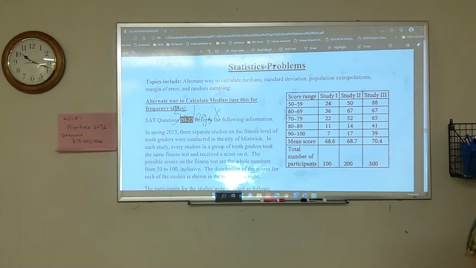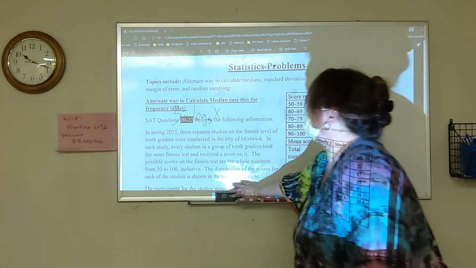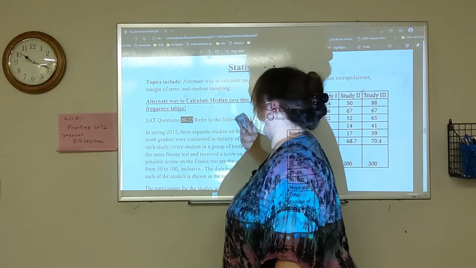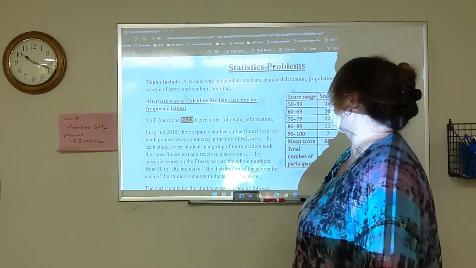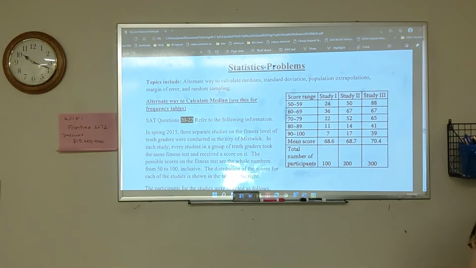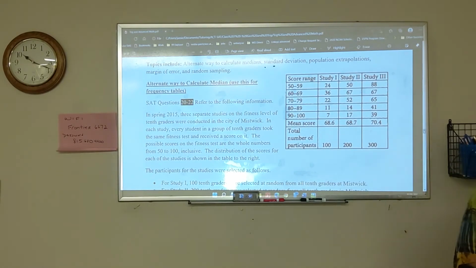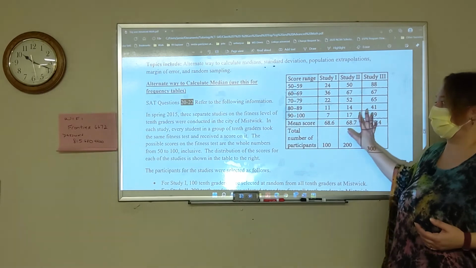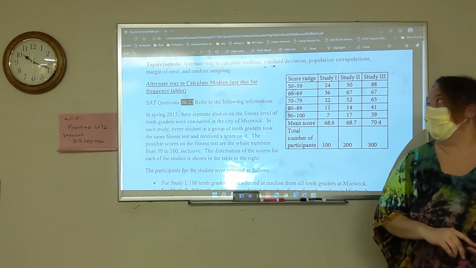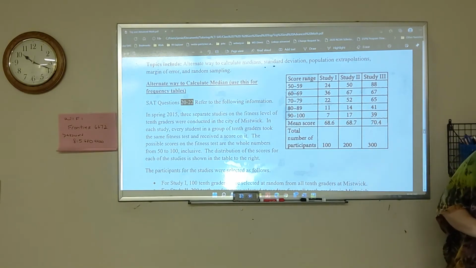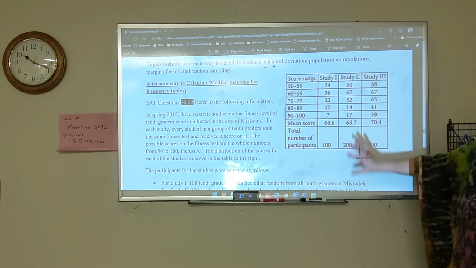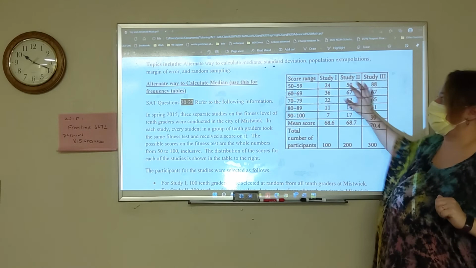Okay. So your stats problems, these are SAT only problems, and that's what you're getting ready to take. Most of you are getting ready to take it on Wednesday, so I want to make sure we hit these. The stats problems we're going to look at are alternate ways to calculate medians using a frequency table, which is what this is, standard deviation, population extrapolation, margin of error, and random sampling. Okay, so an alternate way to calculate a median using a frequency table.